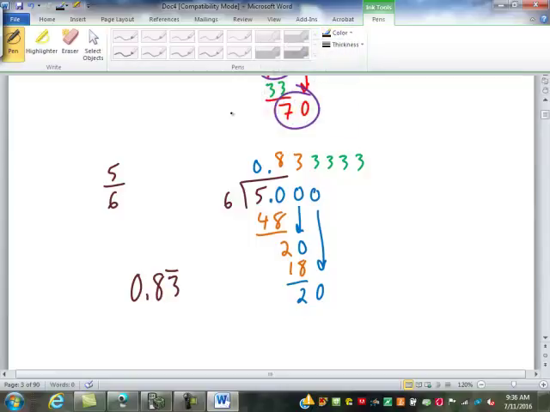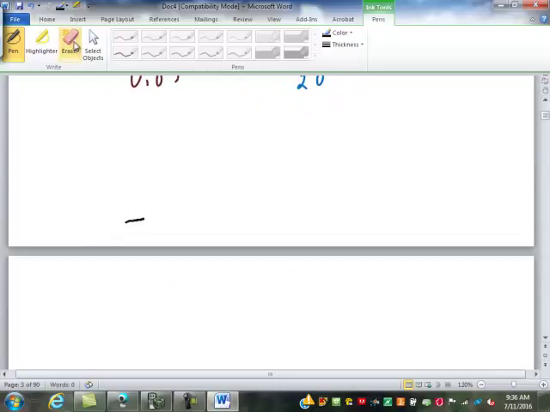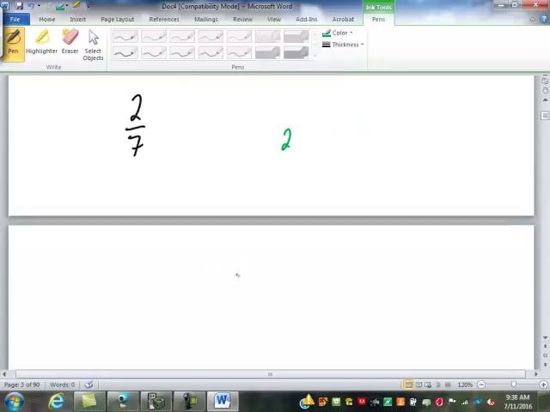You do have to be careful with these, because sometimes you get to a point where you decide it's not going to repeat, and it still does. Like this one, 2/7. I want you to try that one in your notes. See if you can get that one to work. I'll do it down here. So the 2 goes inside, 7 outside. Of course, 7 doesn't go into 2, so we add our decimal point and our 0, and put our 0 after the decimal point.